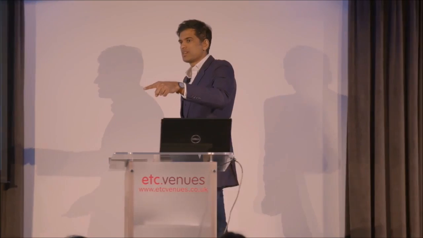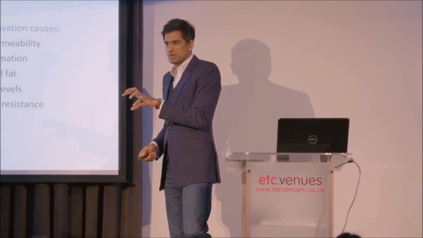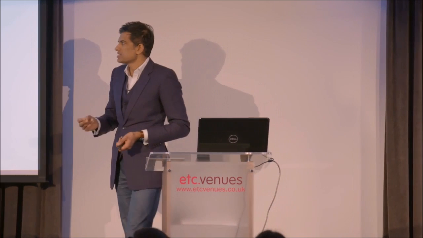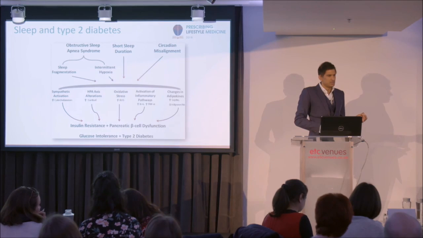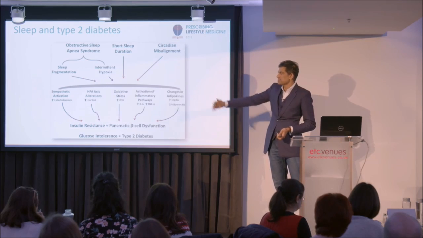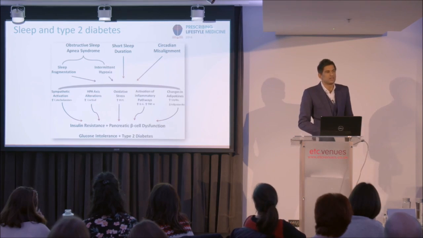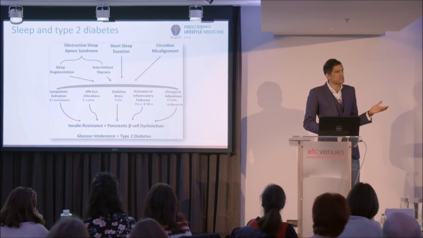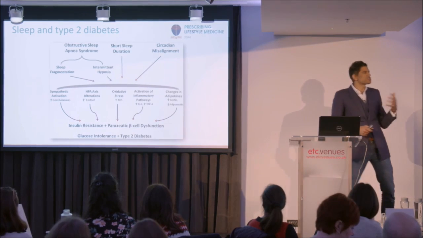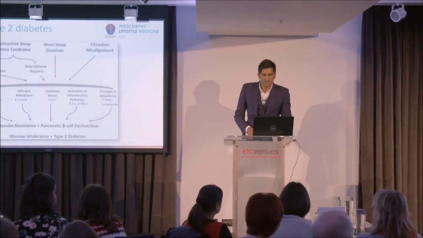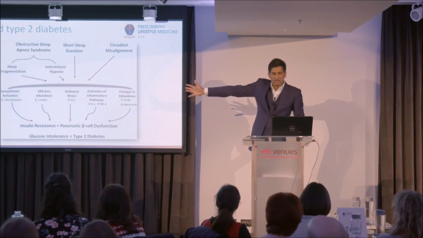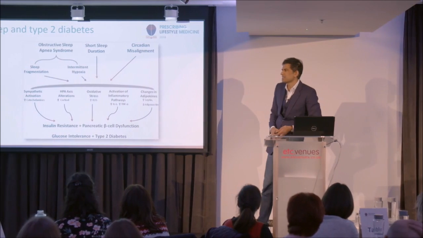And the way we're going to get them to prioritize sleep is if we prioritize it when we're talking to them. What happens when you don't sleep? Obstructive sleep apnea, short sleep duration, circadian misalignment. Think about how many shift workers there are in society now. What does it do? This changes your biology, right? This changes sympathetic nervous system activation, increases levels of catecholamines. The HPA axis increases levels of cortisol. Oxidative stress and reactive oxygen species, you're going to hear more about that with Mike. Inflammation, IL-6, TNF-alpha, changes in adipokines like leptin and adiponectin.